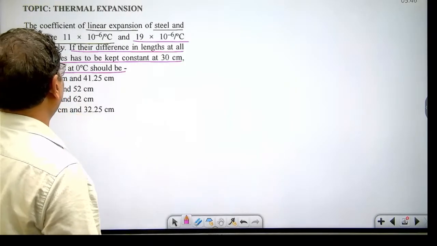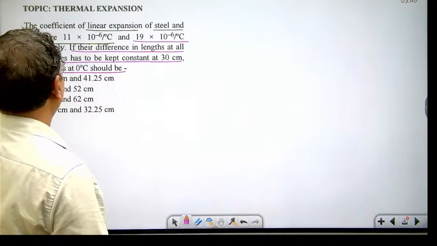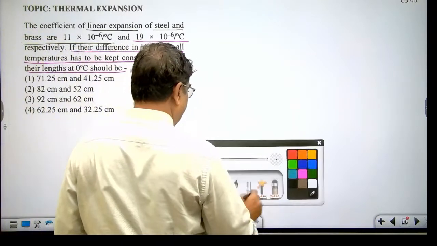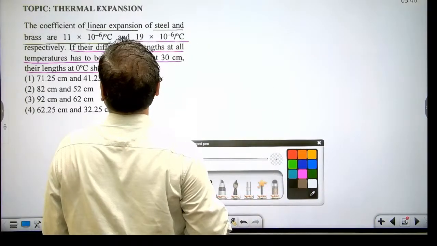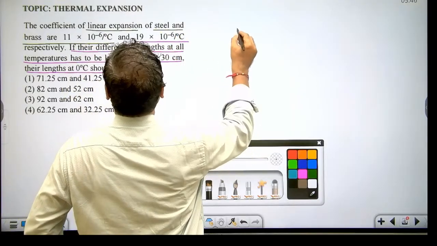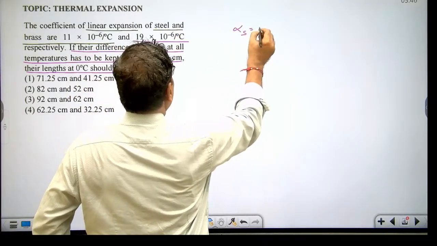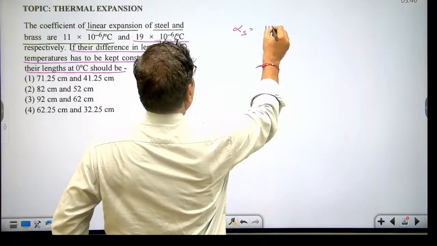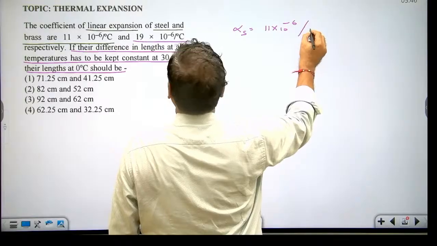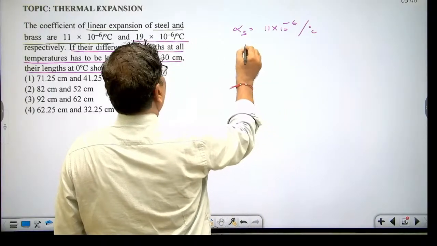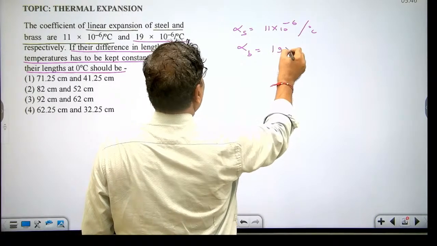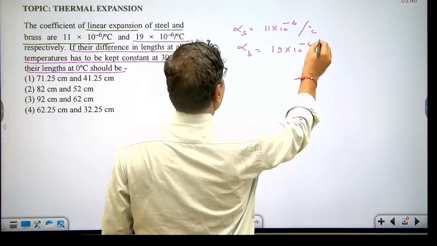Alpha 1, alpha 2 are given. Difference is kept constant. Okay. Their difference in length at all temperatures has to be kept constant at 30 centimeter. The difference should be 30 centimeter. Okay. Dear student, the coefficient of expansion for steel, alpha steel, is given as 11 into 10 power minus 6 per degree centigrade, and alpha brass is given as 19 into 10 power minus 6 per degree centigrade.